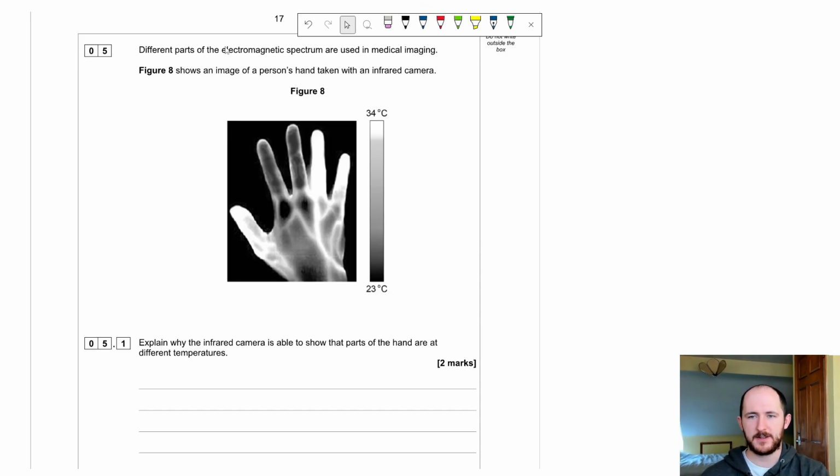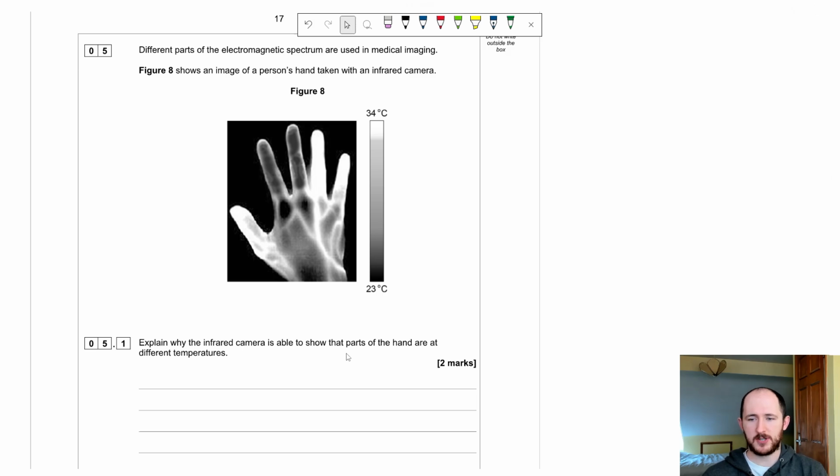So now we're going back to the electromagnetic spectrum, and we have different parts used in medical imaging, cool. And we have this infrared camera, which basically detects temperature change, as you can see here. So the dark bits are like 23 degrees, which is, let's just say, room temperature. And then it goes all the way up to 34 degrees, which is apparently the temperature of this dude's hand, at least 3 of the thick fingers. The other 2 are a lot colder, which is interesting. Probably due to blood flow, I'd say.